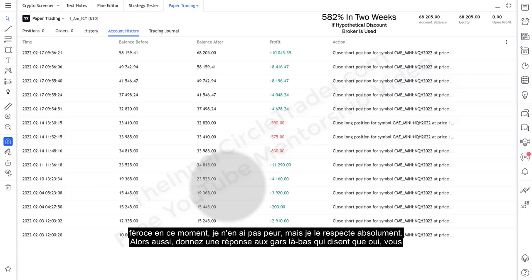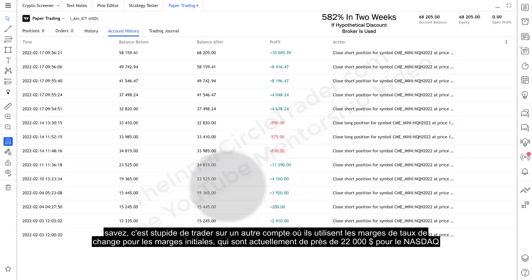So to provide an answer to the guys out there that say it's stupid to trade in another account where they use the exchange margins for initial margins, which is right now almost $22,000 for the NASDAQ. One mini contract, you need about $22,000. It was about $17,160 about three and a half, four weeks ago, but they raised it.